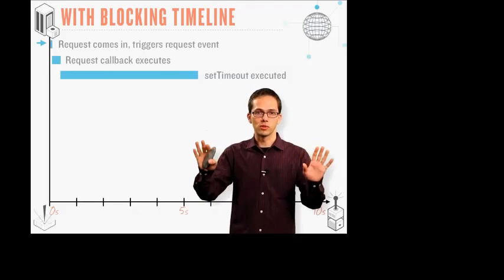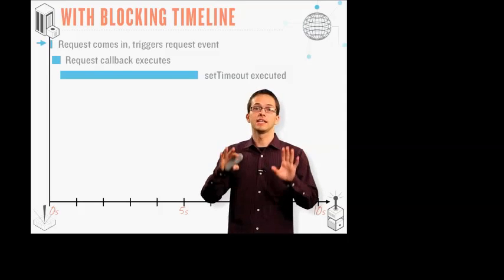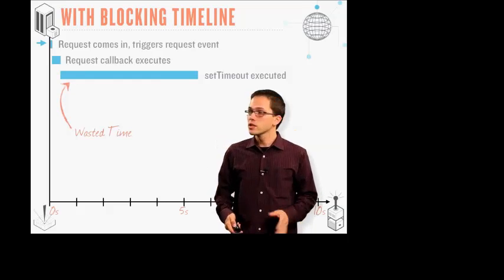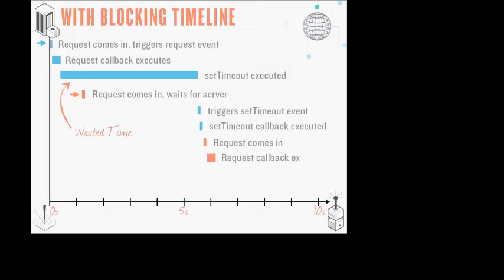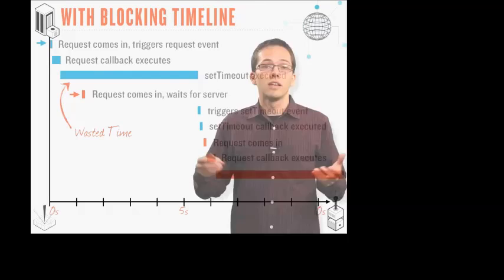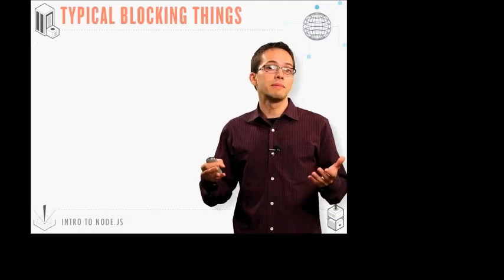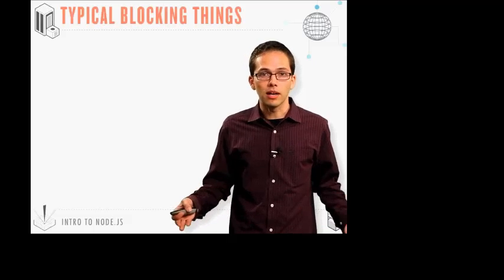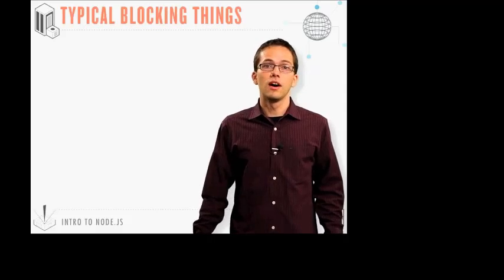What would this look like, though, if that set timeout was blocking? Well, let's try it. A request comes in, the request callback executes, and the set timeout locks the world, right? It stops the world, and nothing else can execute on this process while we are on a timeout. It is officially blocked. So if a request tries to come in, it just has to wait for the server to get unlocked. Once it is unblocked, it'll trigger the set timeout event, and so on and so forth, and the second request gets to lock the server again.